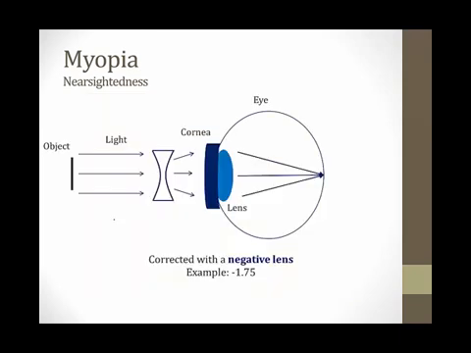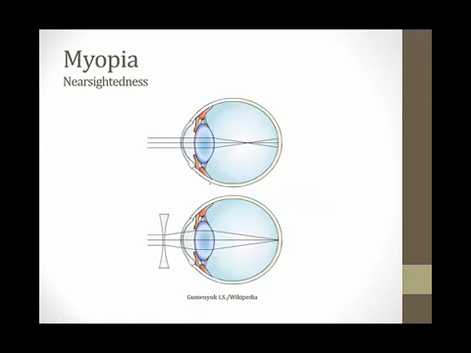Myopia can be corrected with lenses, and in this case you need a negative lens to correct the vision problem. A negative lens spreads the light out more, and thus when the cornea does its focusing, it will direct the focal point now onto the retina instead of in front of the retina. So for example, my glasses have a prescription of negative 1.75, and that's to correct myopia. And this is another picture from the web just to make this even more clear.